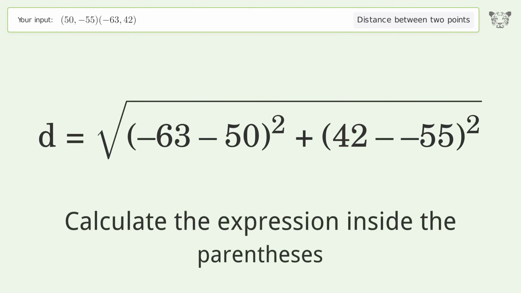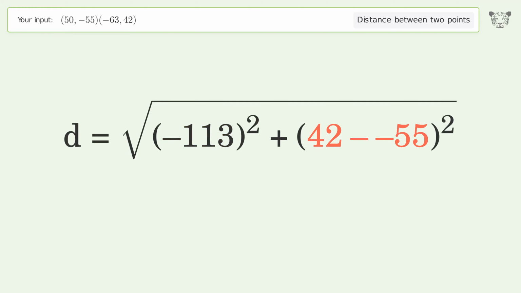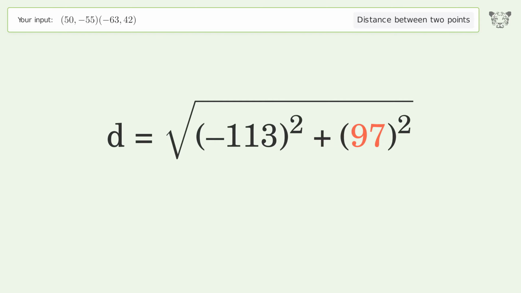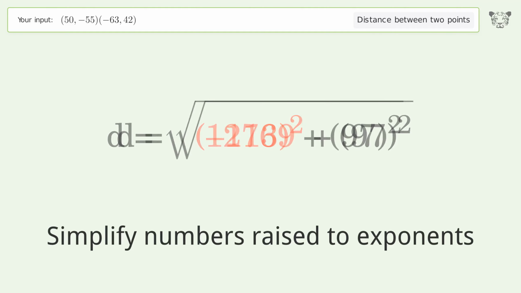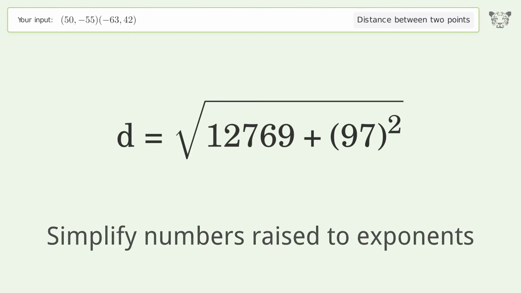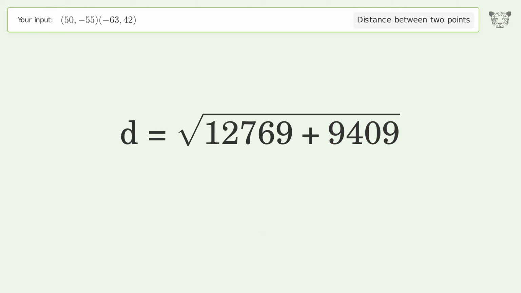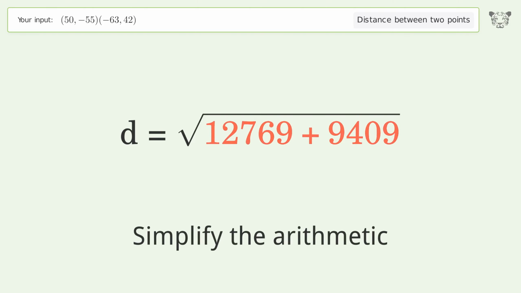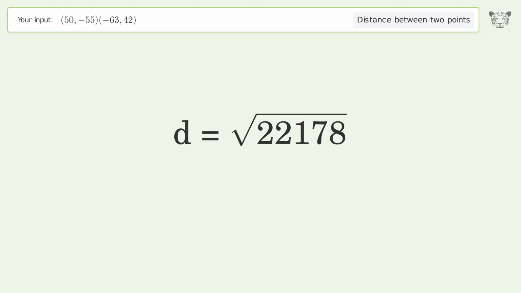Calculate the expression inside the parentheses. Simplify numbers raised to exponents. Simplify the arithmetic. And so the distance between the 2 points is the square root of 22,178, or 148.923.